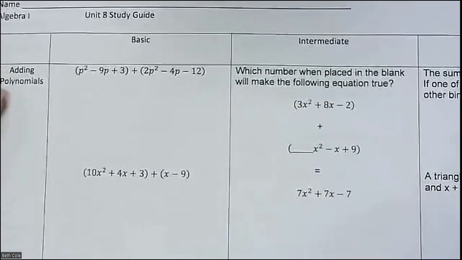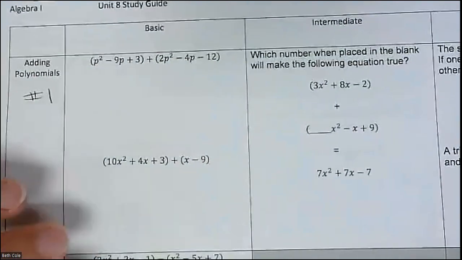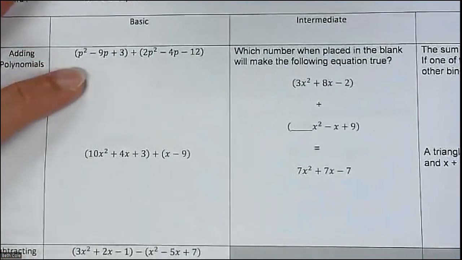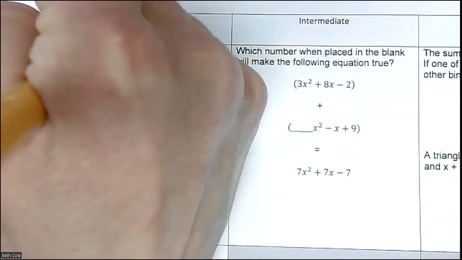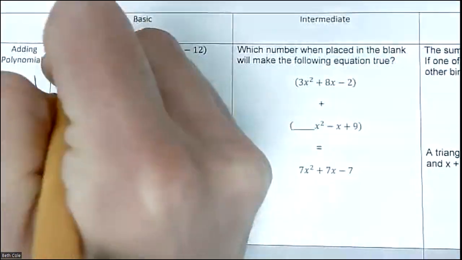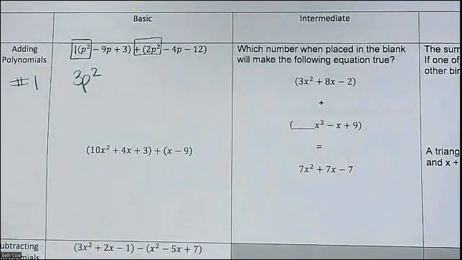So this first section, adding polynomials, I want you to call that section 1. All right. And I'm going to do this first one. So when you're adding, you're just looking for the like terms. So what goes with the p squared? Yeah. 2p squared. So, and this is really 1. So 1 plus 2 is 3p squared. You're just literally adding stuff together.